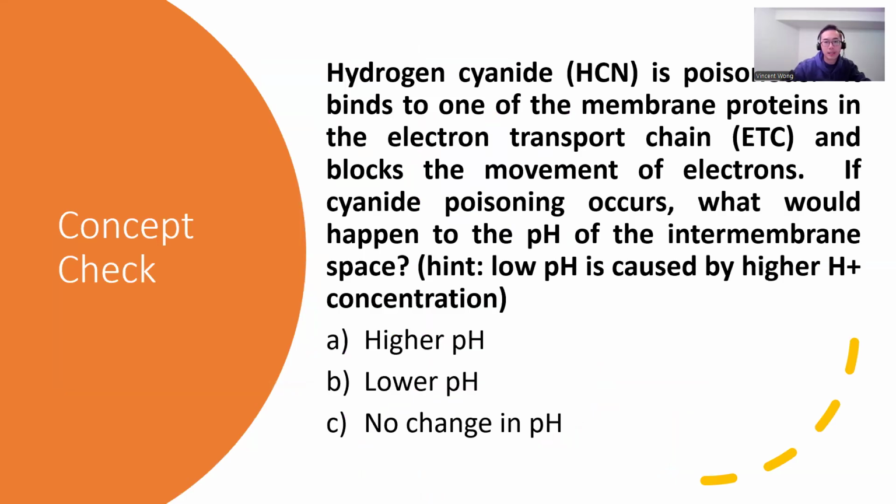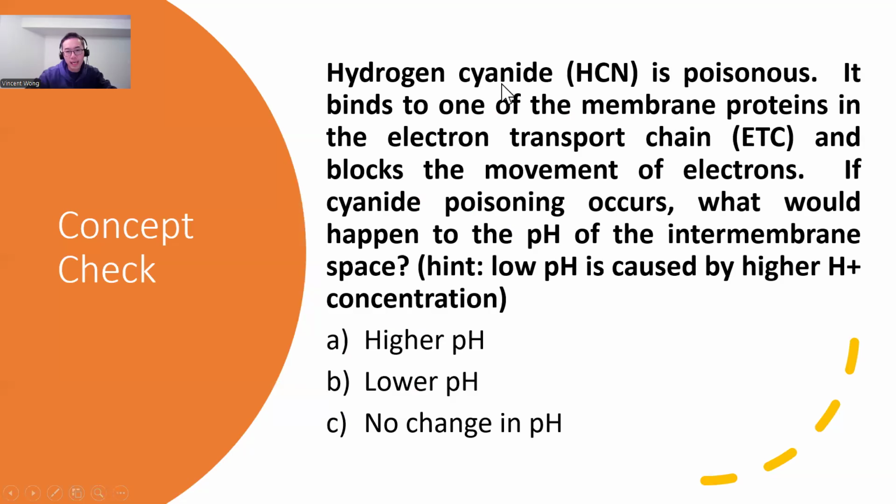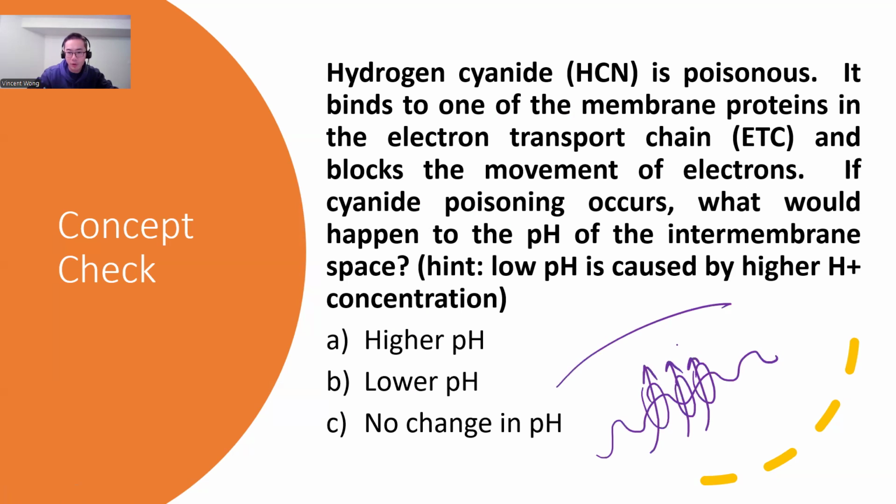All right. There is a difficult question here. I'll read it to you first, and then I'll tell you the answer. Hydrogen cyanide is poisonous. We already talked about this two slides ago, but it binds to one of the membrane proteins in the ETC and blocks the movement of electrons. If cyanide poisoning occurs, what would happen to the pH of the intermembrane space? Let's recap what happens normally. Normally you have the proteins and then you pump the H plus over. That's the story I've been telling you for the past hour.